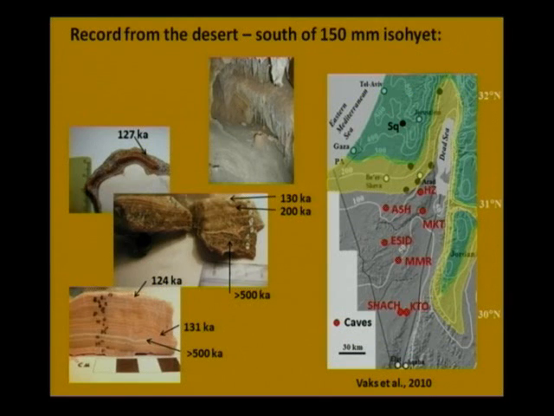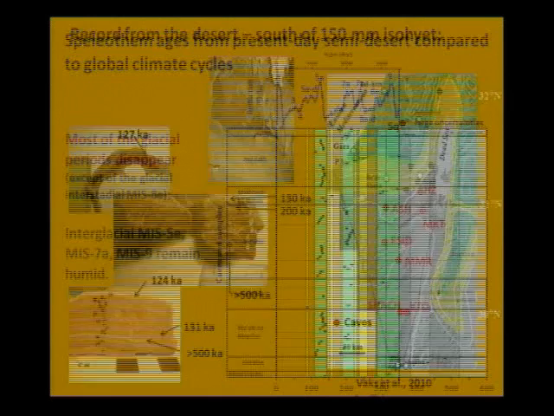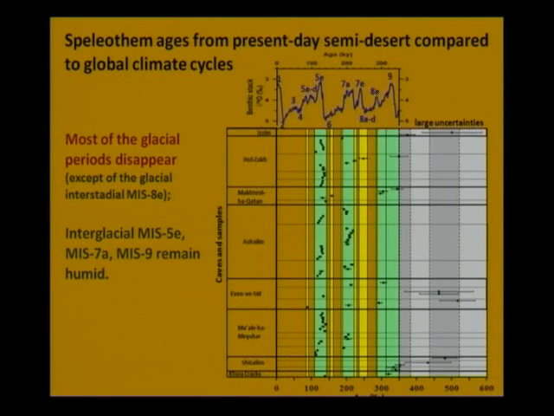Now in the arid zone, when we go to all these caves in the extreme arid zone of Israel, we see something different. All the glacial periods disappear. We don't have deposition there in glacial periods. The rain hadn't reached this dry area of Israel during these periods. But the interglacial periods remain, in stage 7, for example, and the beginning of stage 5. They were in the semi-arid region, and when we move to the arid region, the glacials disappear, but these periods remain.